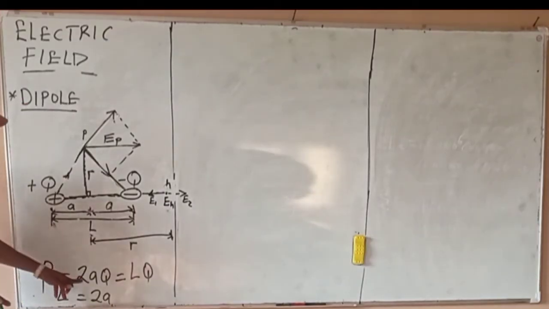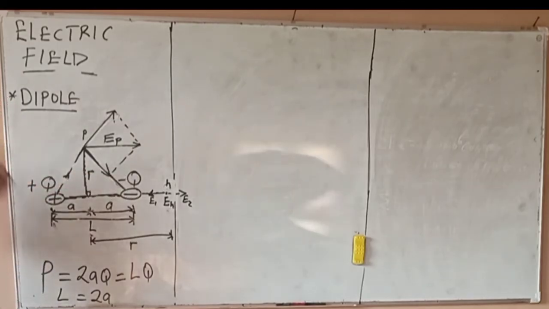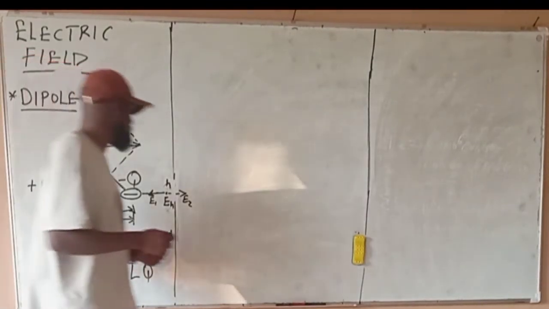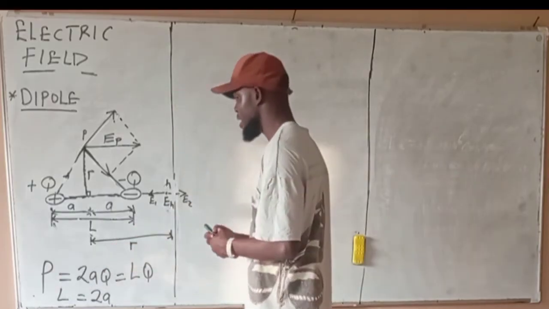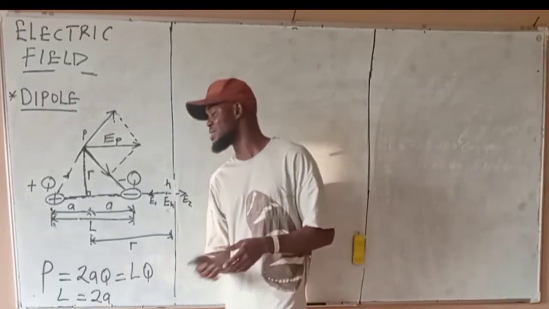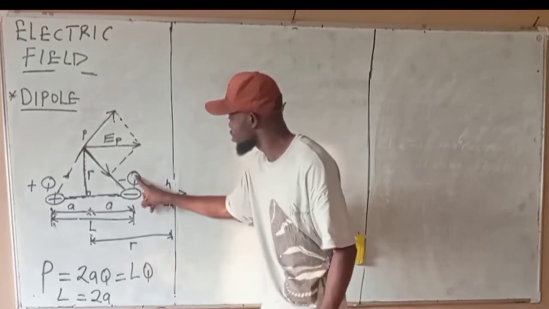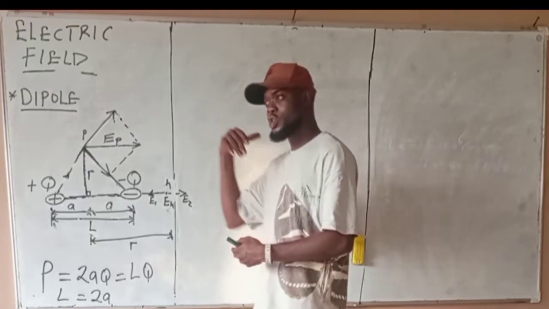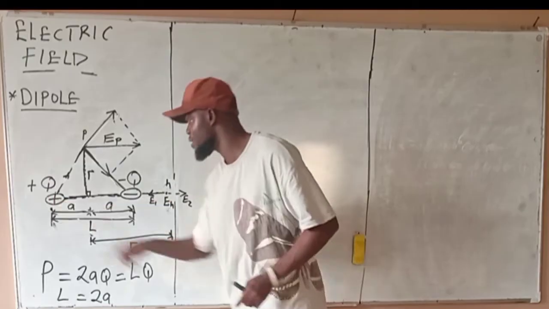So 2 times this distance times the magnitude of any one of the charges will give us a quantity called the electric dipole moment. So this p is called the electric dipole moment, and it is the product of the distance between the two charges and the magnitude of any one of the charges. This q is the magnitude of either charge; the two charges are the same but different in sign, so if you throw away the sign and pick the magnitude, it is still the same thing. The L is the distance between the two charges.